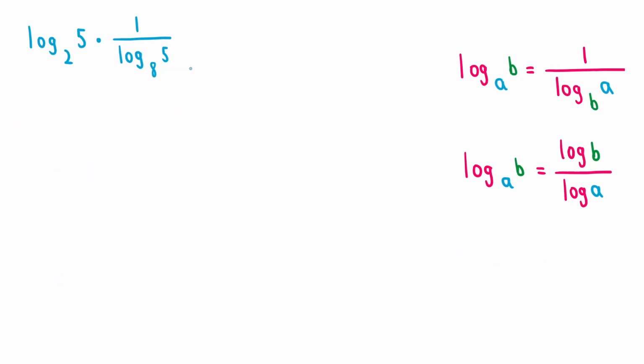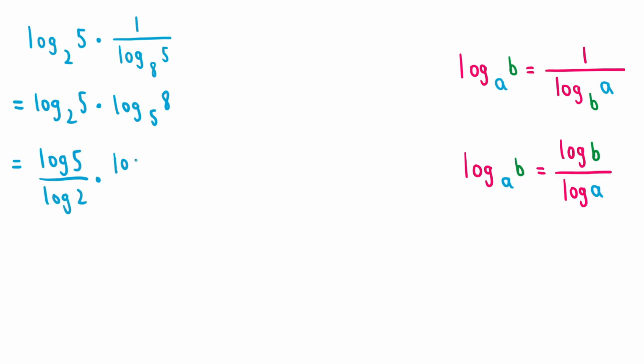So here's another example. Let's say we have log base 2 of 5 times 1 over log base 8 of 5. We can rewrite the second term using the reciprocal rule, and this just becomes log base 2 of 5 times log base 5 of 8. So basically, we got rid of the fraction and brought the logarithm in the second term into the numerator, and we switched the base and the argument. So we can use the change of base rule to rewrite log base 2 of 5 as log of 5 over log of 2, and rewrite log base 5 of 8 as log of 8 over log of 5.